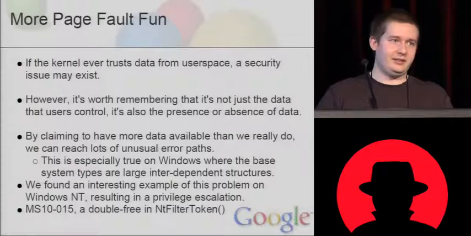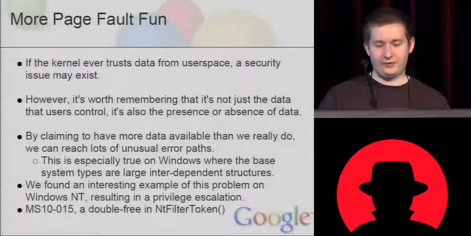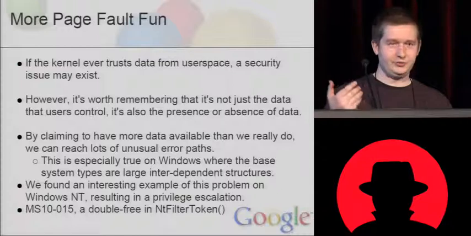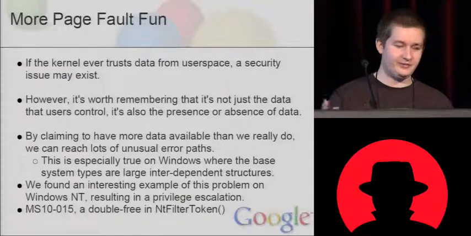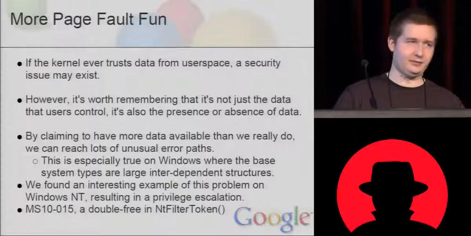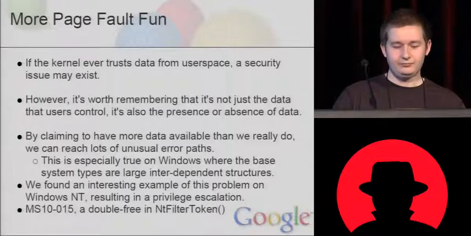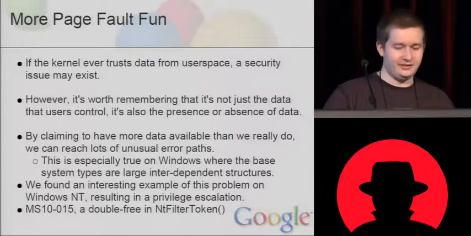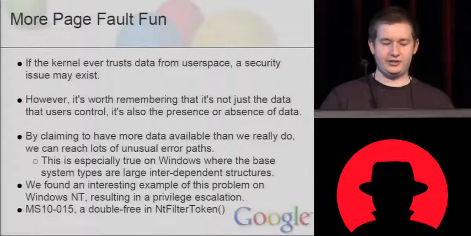Because the main system types are large interdependent structures that often have multiple components, and they sometimes have version numbers where you have to read the version number first to see how big the structure is going to be, and then they can have variable sized arrays. This isn't really the case on Linux, where at best you have one structure that can be read in a single operation, or at most two operations for something like writev structures, IO vectors. But on Windows, reading data from user space can be a complex operation.